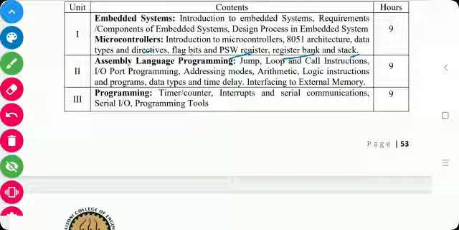The second unit is assembly language programming, in which there are various instructions that we will study: jump, loop and call instructions, I/O port programming, addressing modes, arithmetic and logical instructions and programs, data types and time delays, interfacing to external memory. The third unit is again based on programming: timer and counter, interrupts, serial communication, serial I/O and programming tools.